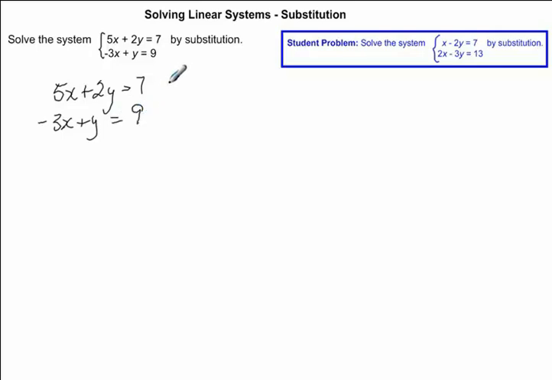I'm going to label each equation, numbers 1 and 2. We number the equations so as we go through our solutions we know which equation we're referring to during each step. I'm going to do the solution in 4 steps.